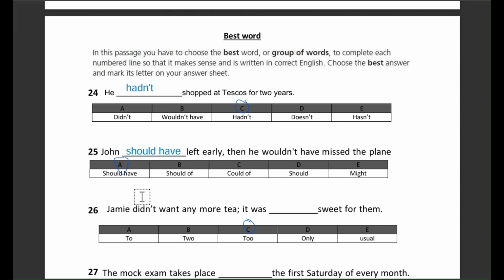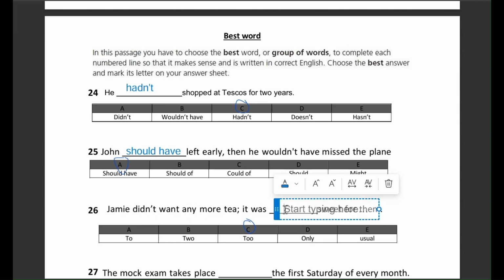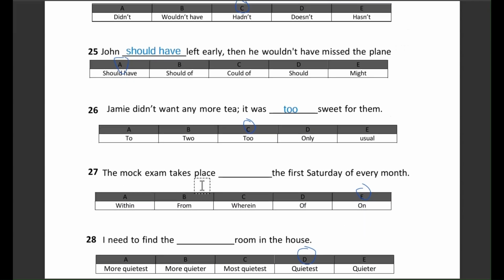All right, question 26. Jamie didn't want any more tea. It was blank sweet for them. The options here are A, 2, B, 2, C, 2, D only, and E, usual. The correct answer is C, 2. 2 means excessively, so the tea was too sweet. Not two or two. They sound the same, but they mean different things, so remember that.